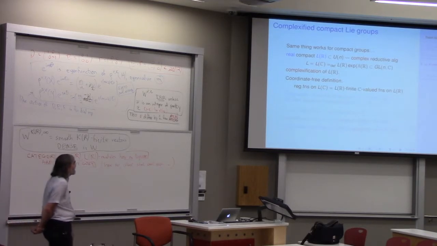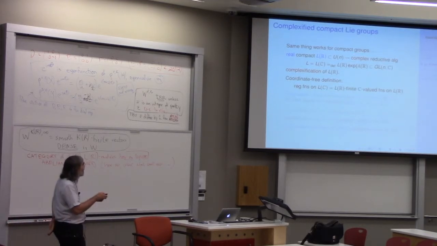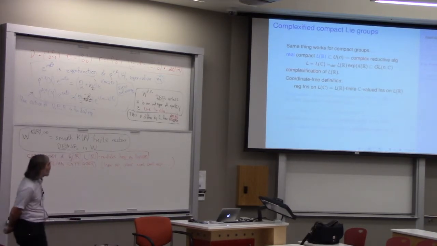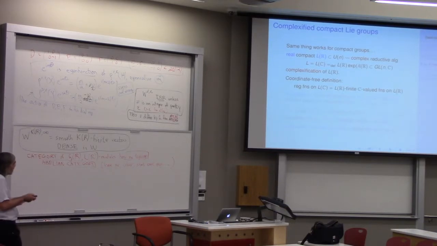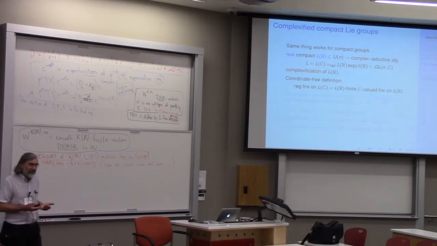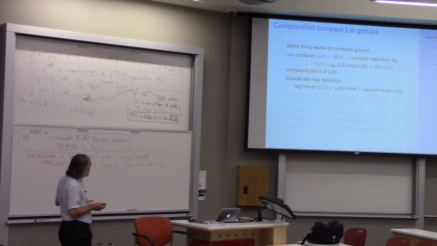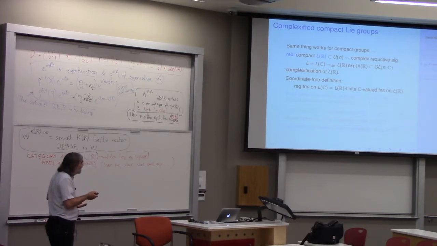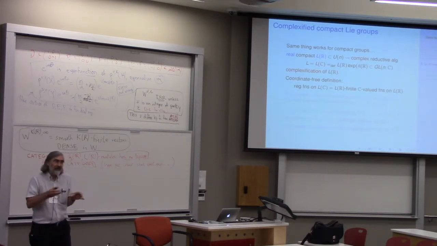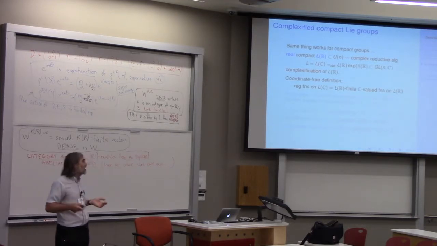So the way to say the same thing without this embedding, which is sort of choosing coordinates: to define a complex algebraic group, you should say what the algebra of regular functions on this complex group is. And what it is, you take the complex valued functions on the compact group that transform finitely under left and right translation.